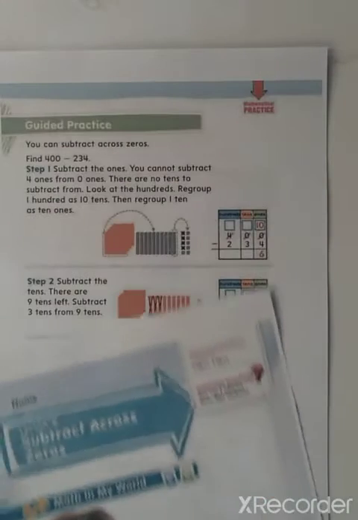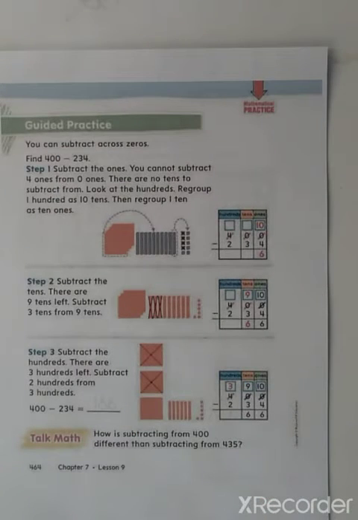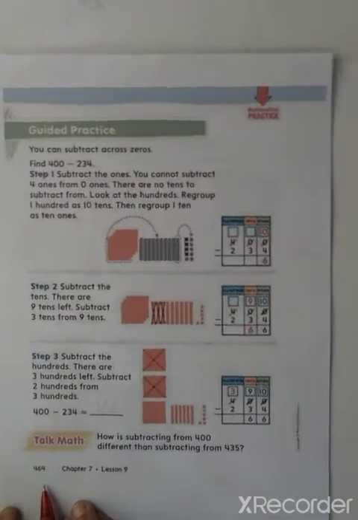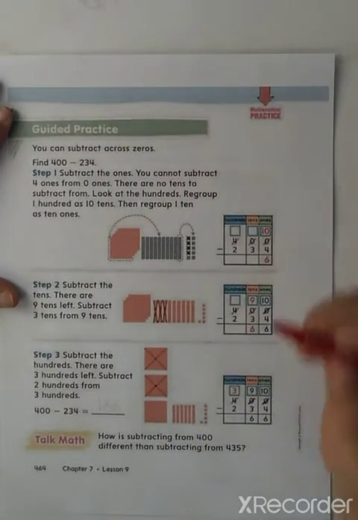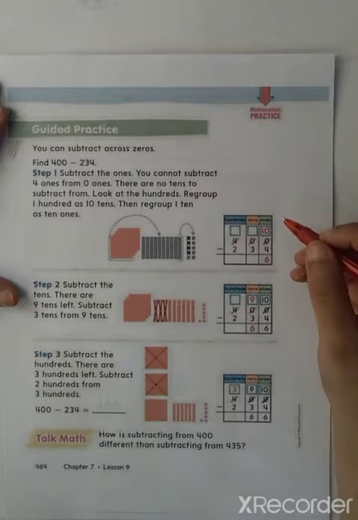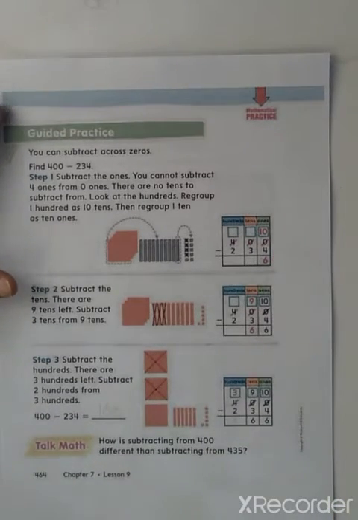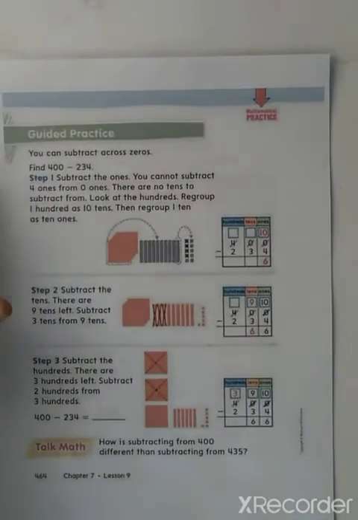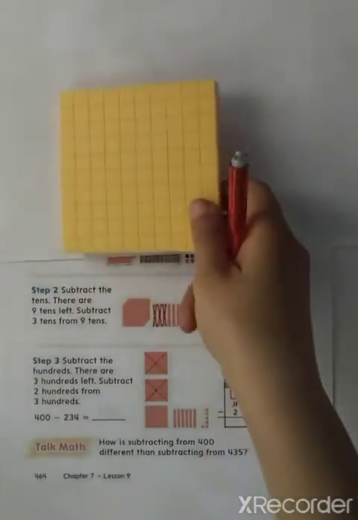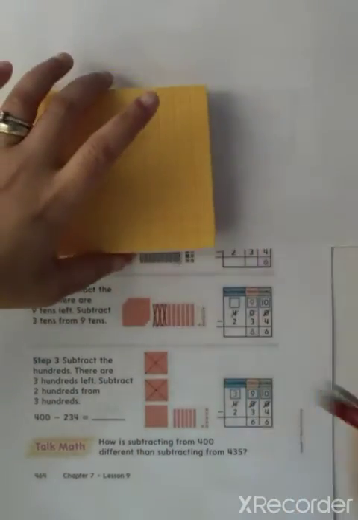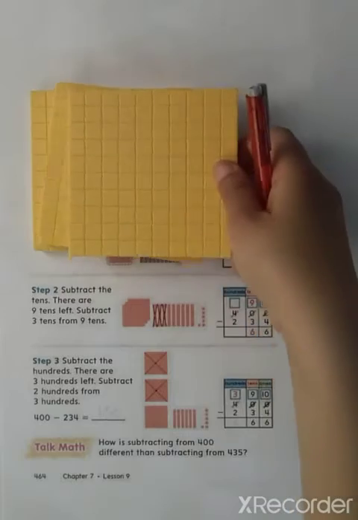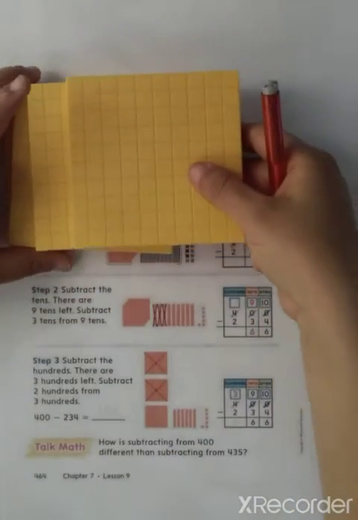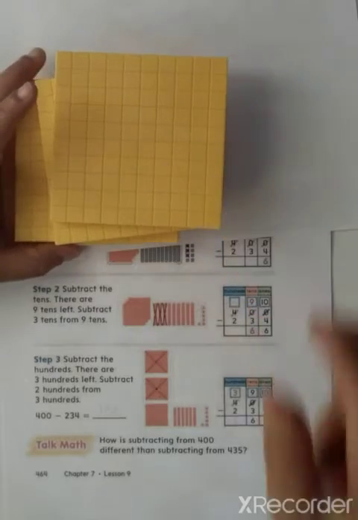Turn the page, please. Page 464. You can subtract across the 0. So if we need to find 400 minus 234. Yes, let's do it together. Let's put 400 here. 1, 2, 3, and 4. So first we need to subtract the ones.